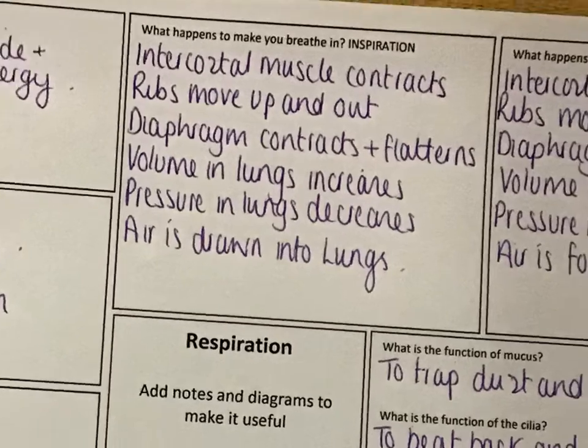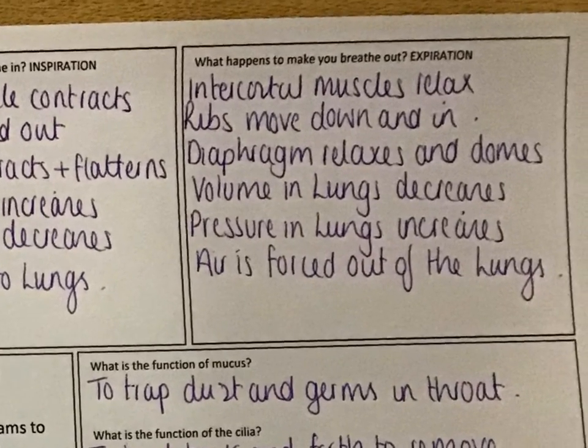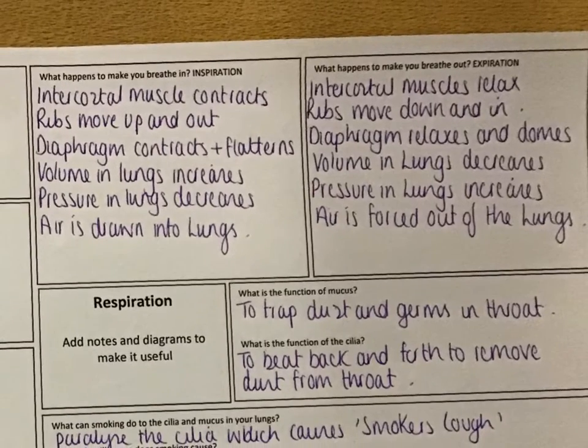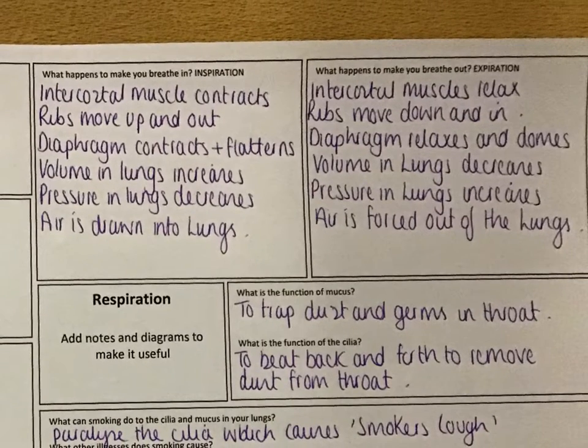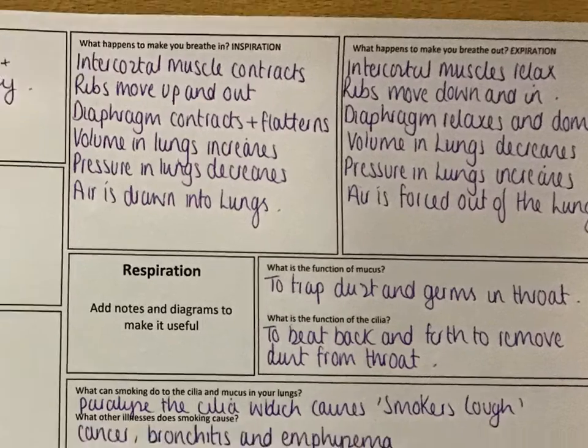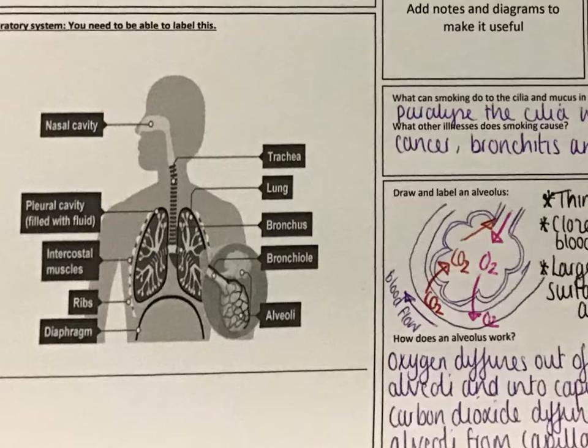So it's the exact opposite for expiration. If I have them both here so we can see, when we breathe out, our intercostal muscles relax, whereas they contracted in inspiration. As they relax, it causes our ribs to move down and in. Obviously, if you take a deep breath in and a deep breath out, you'll see your ribs go down and in. At the same time, our diaphragm relaxes and domes, so it's in that dome shape. As you can see, if we go back here, that's our dome shape.